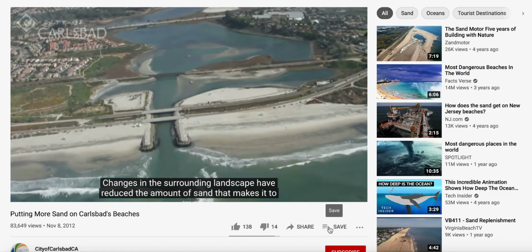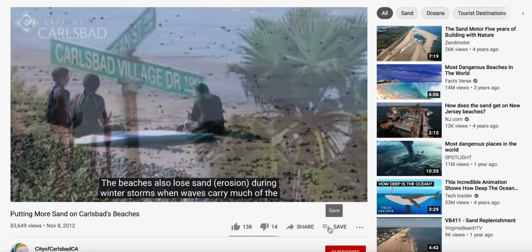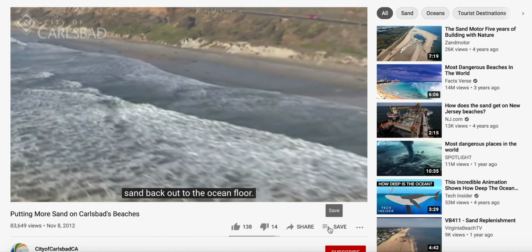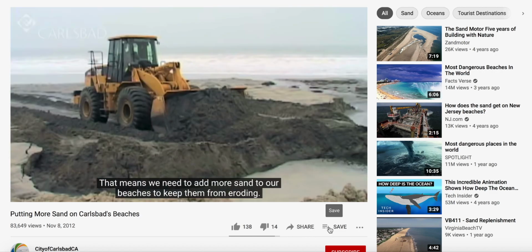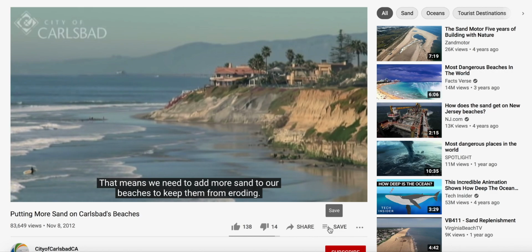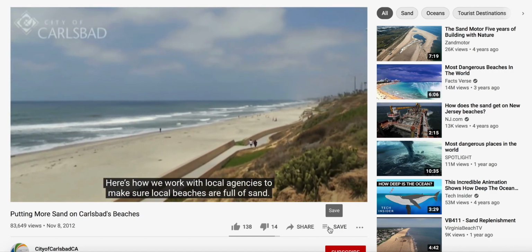Changes in the natural environment have reduced the amount of sand that makes it to our beaches. The beaches also lose sand during winter storms when waves carry much of the sand back out to the ocean floor. That means we need to add more sand to our beaches to keep them from eroding. Here's how we work with local agencies to make sure our beaches are full of sand.